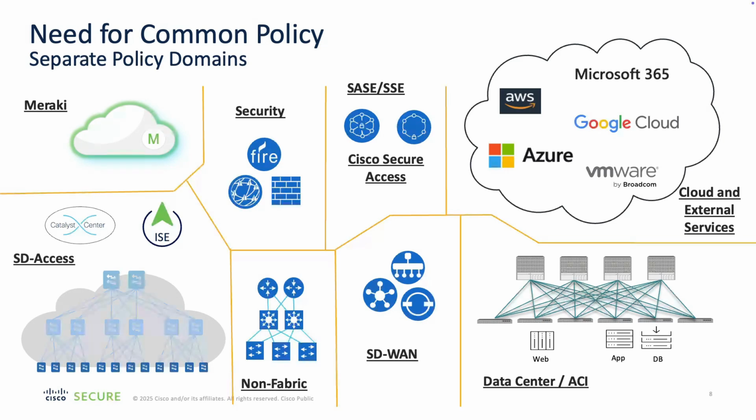Of course, we've got SD-WAN, we've got the data center with ACI, and top right, we have these external providers, cloud and external services. So all of these domains, you know, that we may want to configure security policy on. So how do you configure them in a consistent way? This is the challenge.